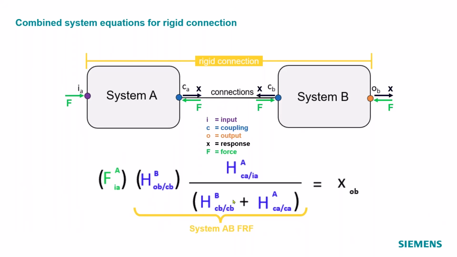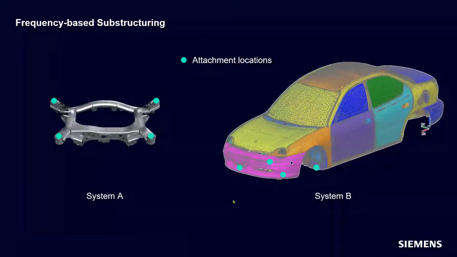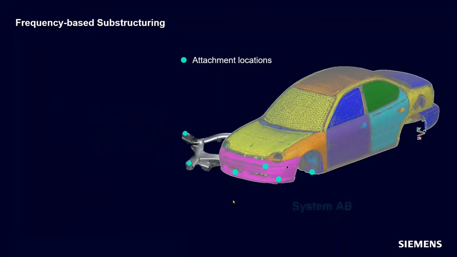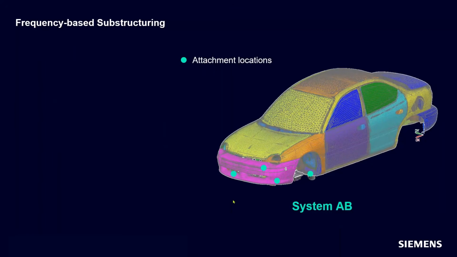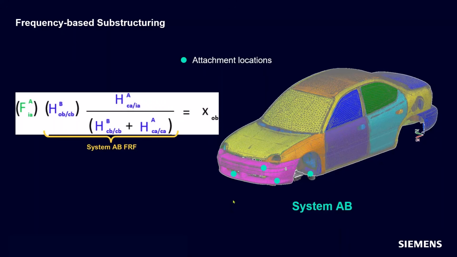This is a simplified case, but the process is the same if I were to include mounts or not a rigid connection, things like that. The process is very similar. This helped me understand and visualize what was going on. So I wanted to share that with you today. So what does this mean? Well, it means I took system A and I shoved it inside system B, and I came up with this equation.